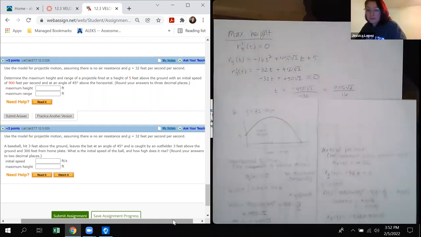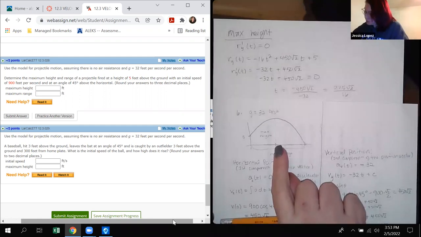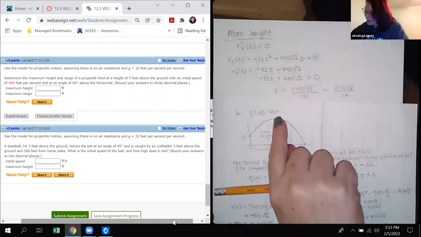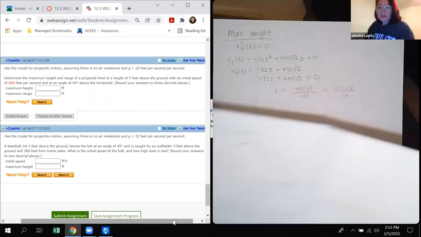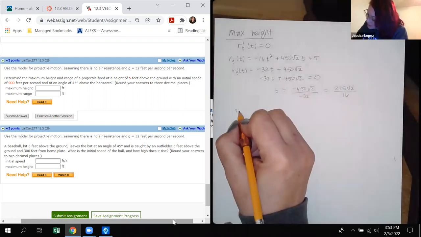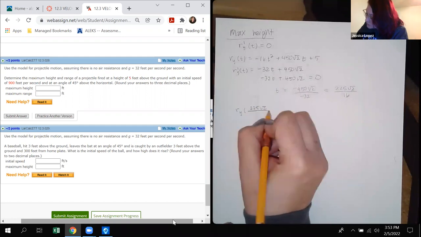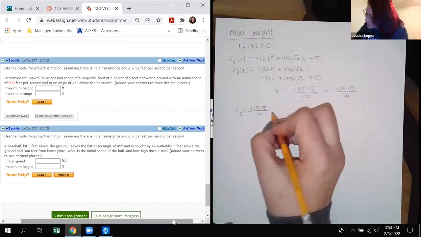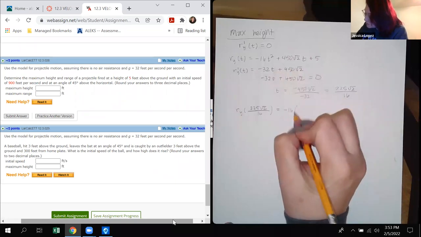So here's my problem, my picture here. That's this t value. In order for me to find the actual height, I need to plug that t value into that position vector so I can find the y position. So we're just basically plugging this 225 square root of 2 over 16 into the y component of the vector, which I already have right there. So I'm just going to plug this in.